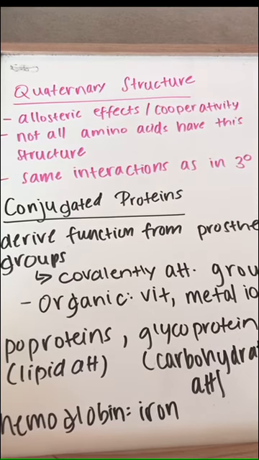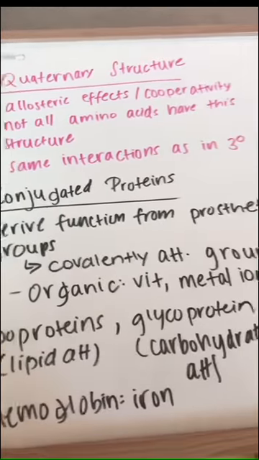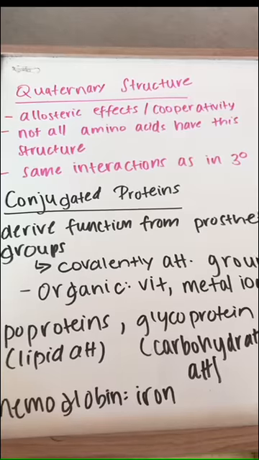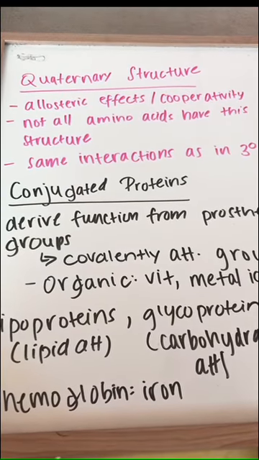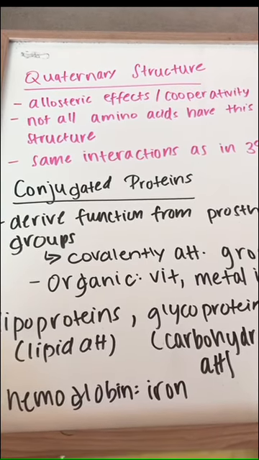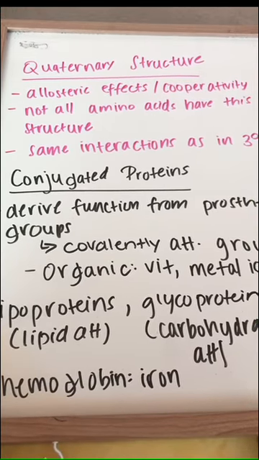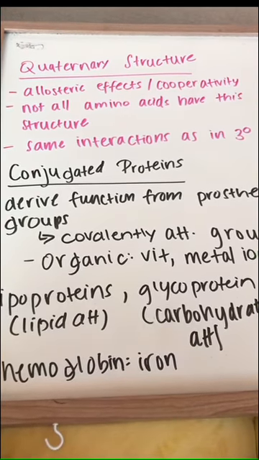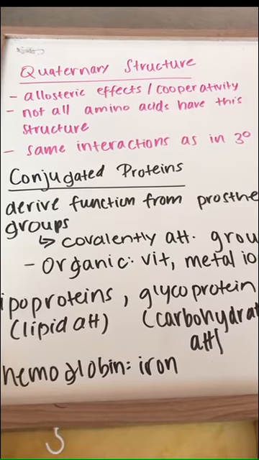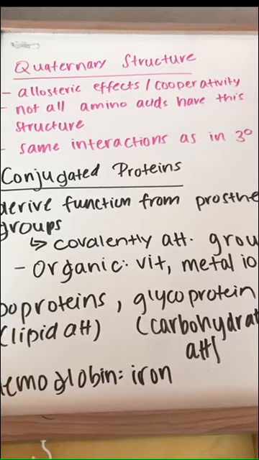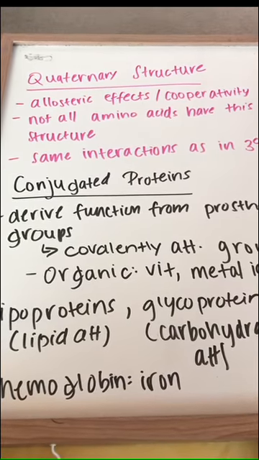The next structure is the quaternary structure, and this is the last structure in protein folding. Please make a note that not all proteins have this structure. In fact, there's not a lot of them that do, and it's not mandatory. The main defining characteristic of a quaternary structure are allosteric or cooperativity effects, and this is when you will see a sigmoidal curve, which I will show you in a second.